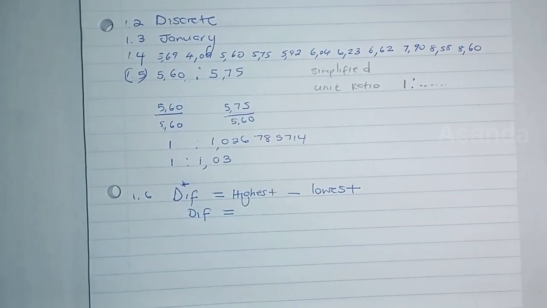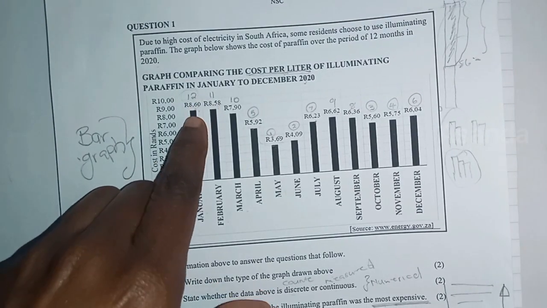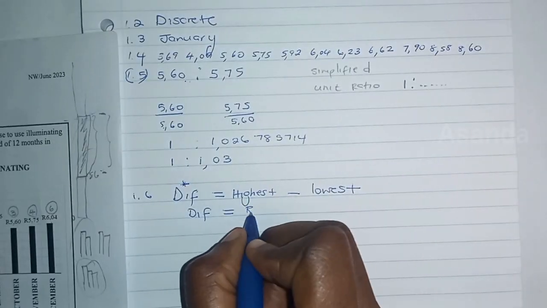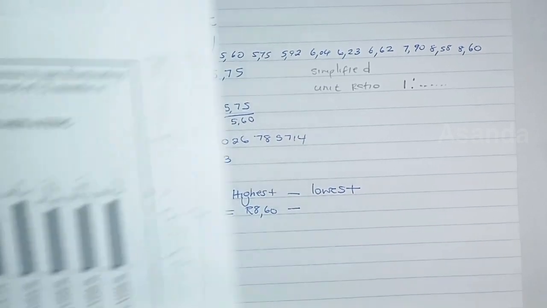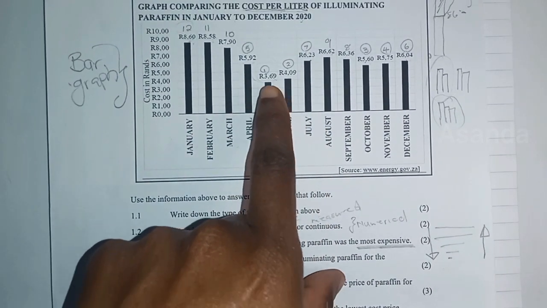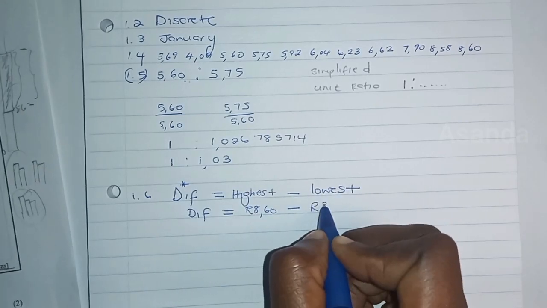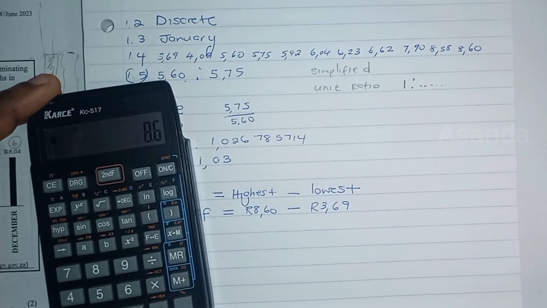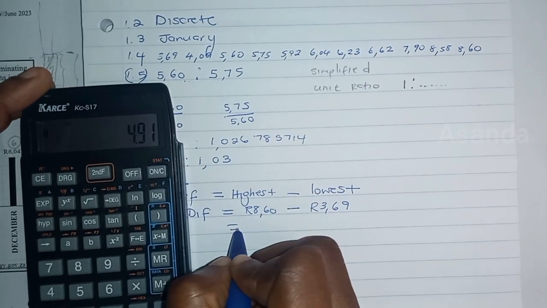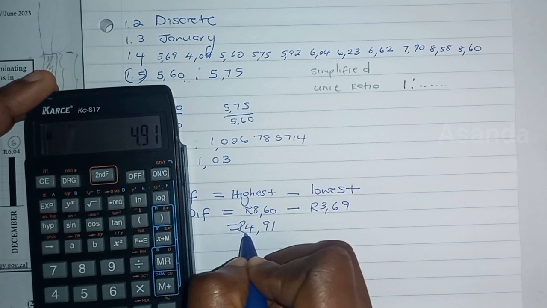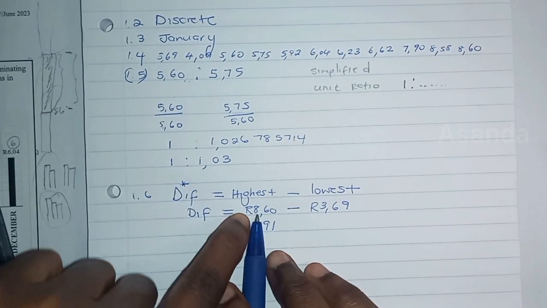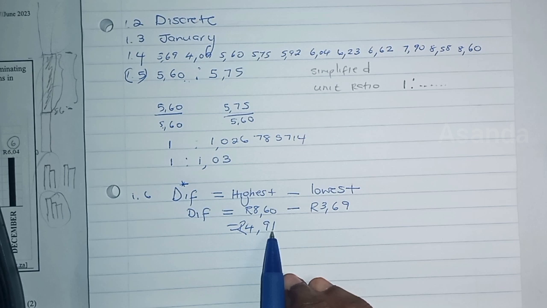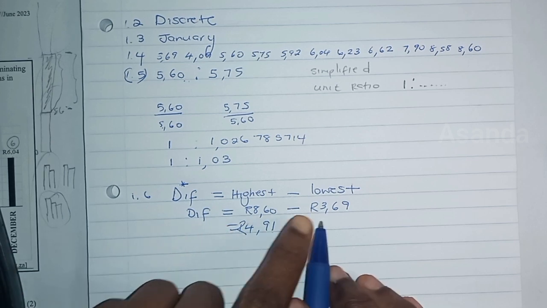And then I need to find my highest. There it is, 8.60 minus the lowest, which is 3.69. And that will give us 4.91 rand. Basically, what this means is in January, the paraffin was 4.91 rand more expensive than in May.